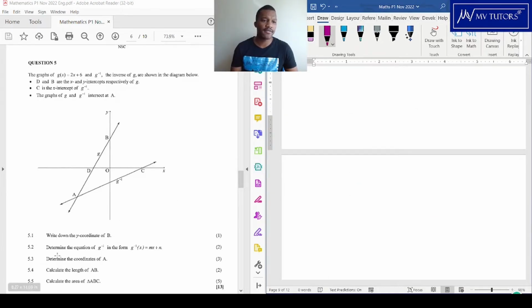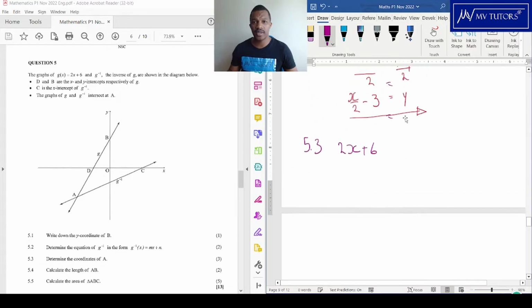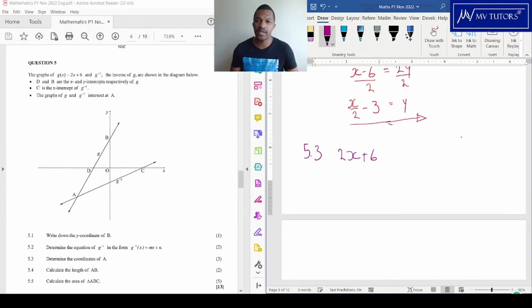All right, so let's look at 5.3 now. It says determine the coordinates of A. What's A? A is the point where the two graphs intersect. The first graph is 2x plus 6, and the next one, the inverse, is x over 2 minus 3. That's where they meet, so we equate the two graphs and solve for x.